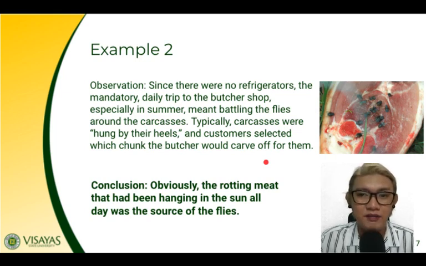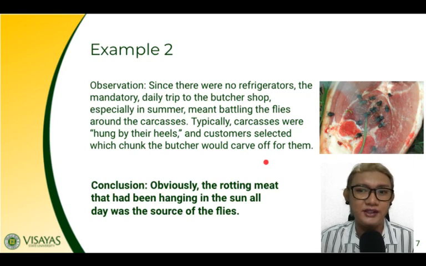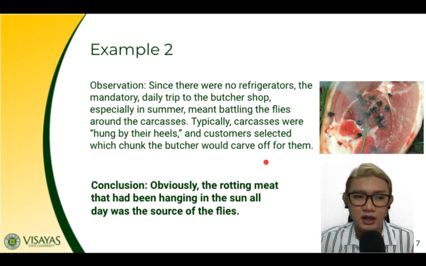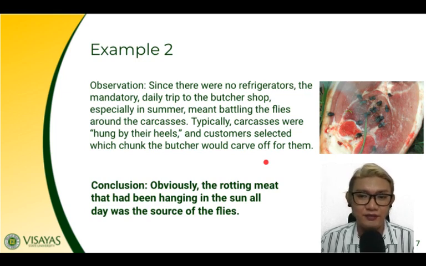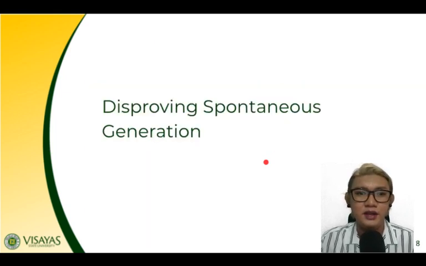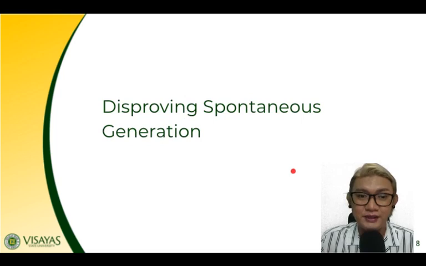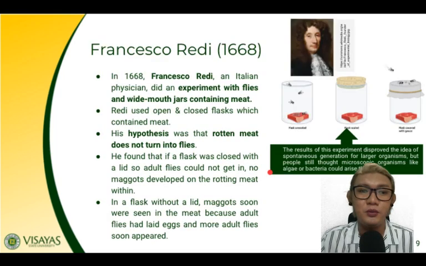However, not all people were convinced about this idea that non-living matter can give rise to living matter. They believed that living matter can only come from another living matter. So life begets life. And so the quest to disprove spontaneous generation started with the work of Francesco Redi.